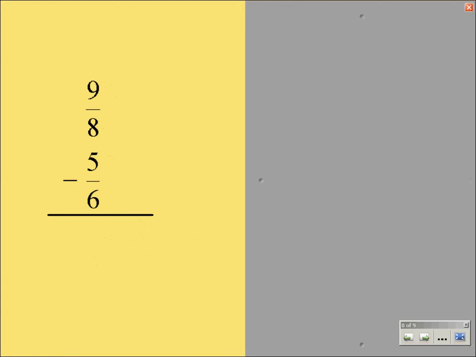Here in this problem, we have 9/8 minus 5/6. We need to find a least common denominator. Well, we can multiply 8 times 6 and get 48, but that's not the lowest number. The lowest number here would be 24. So what we want to do is end up with fractions that would have 24 as their denominator. That would be the common denominator that we're going to use.